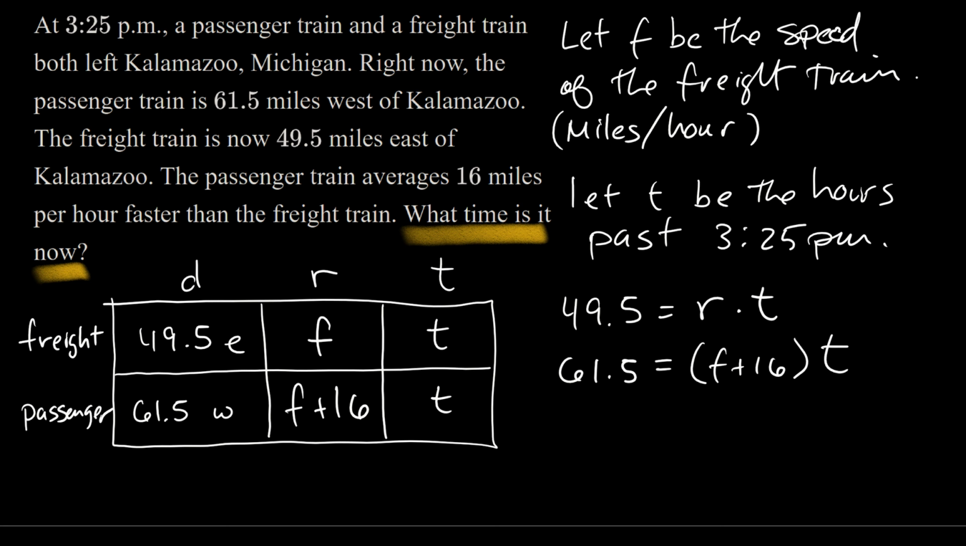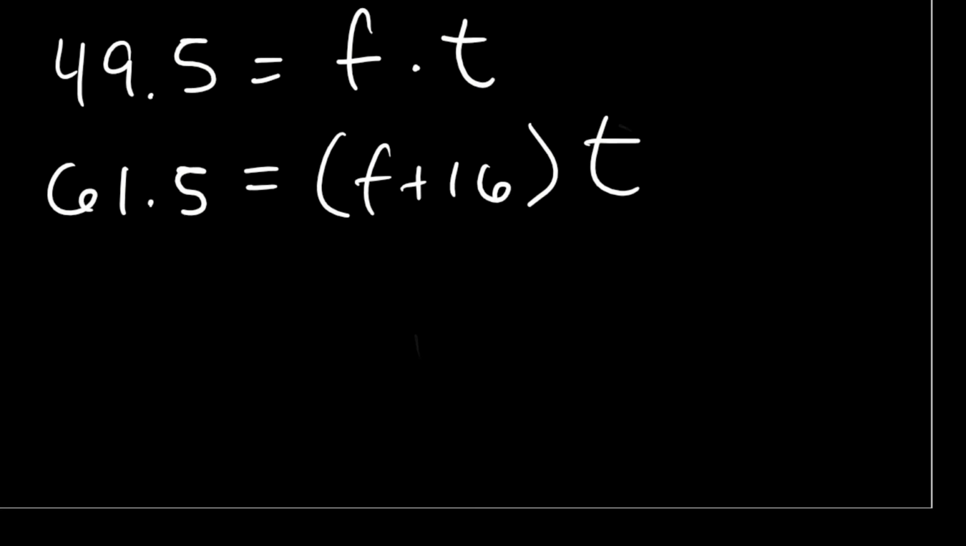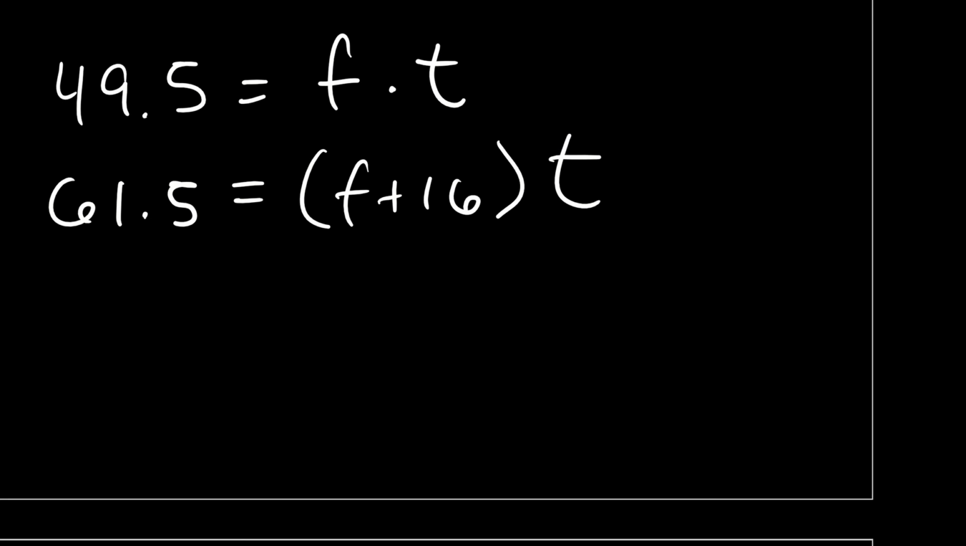Okay, so this is the thing I've got to solve. Let's see, this one's rate is F. So F times t, and F plus 16 times t. This is a nice venue here. I could just solve this system of equations. Then I would definitely know what t was, and that could help me figure out the current hour.